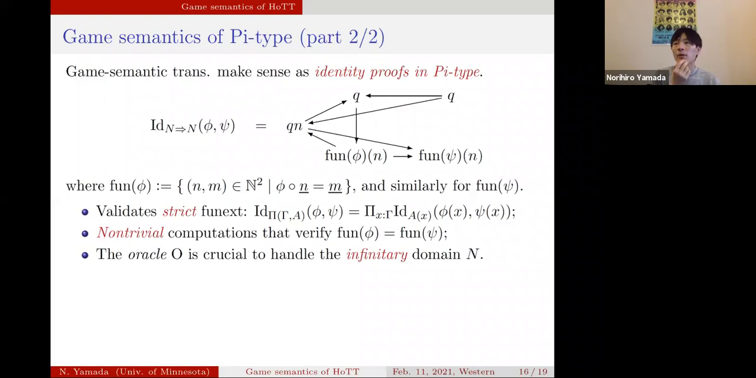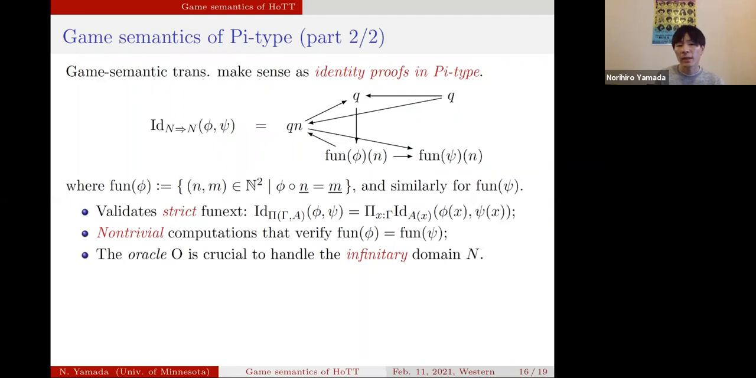Here, I want to make the point of the beauty of game semantics. The domain N is in some sense infinite, because there are infinitely many natural numbers. So if there's only one player, then the player has to pick an input n and compare phi n and psi n. But this verification never completes, because there are infinitely many natural numbers.